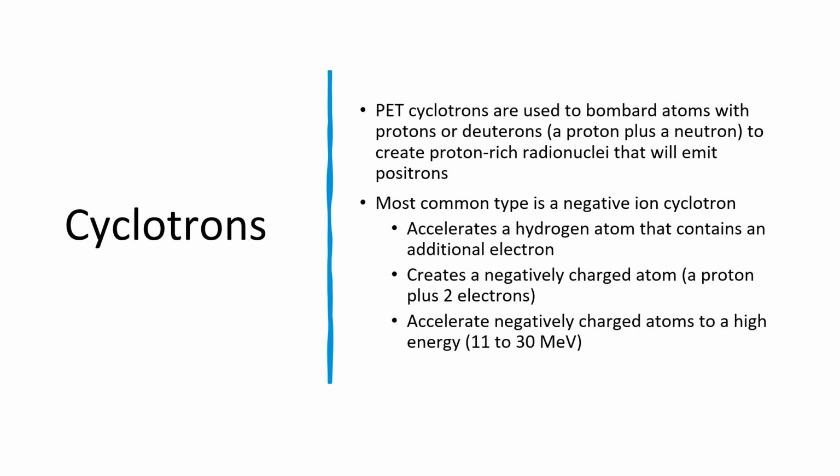positron. The most common type is a negative ion cyclotron. This type accelerates a hydrogen atom that contains an additional electron. This creates a negatively charged atom because it's a proton plus 2 electrons, and it accelerates those negatively charged atoms to a really high energy and then bombards the target.